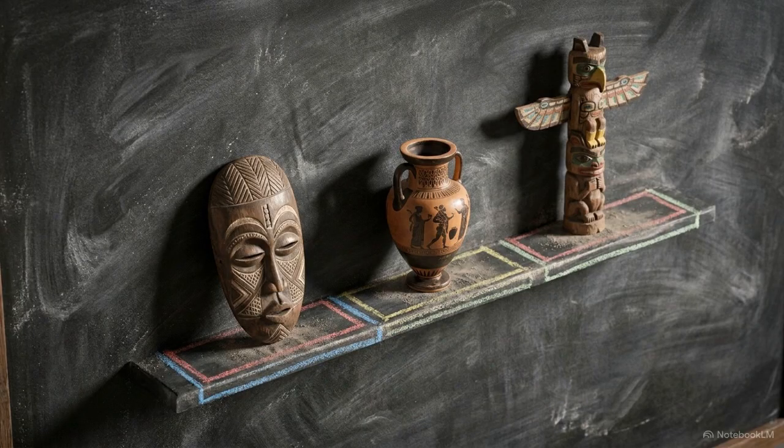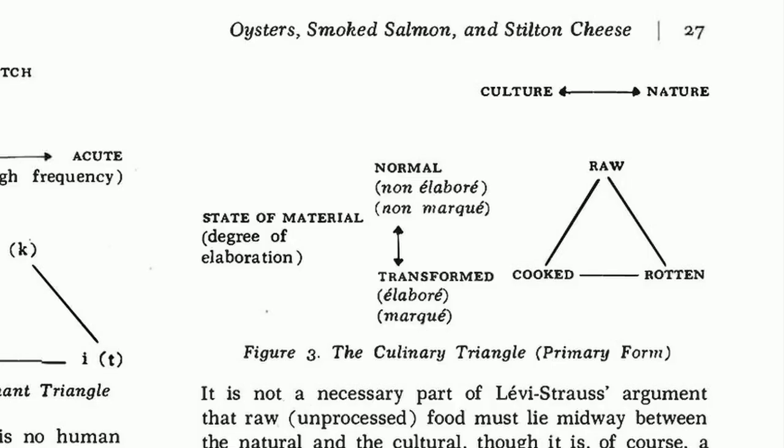Claude Lévi-Strauss argued that the vast diversity of human myths is generated by a specific underlying structural logic. This diagram illustrates his theory of structuralism. It shows how the brain categorizes the world into opposing binaries, mapping concepts like the raw versus the cooked along axes that separate nature from culture.